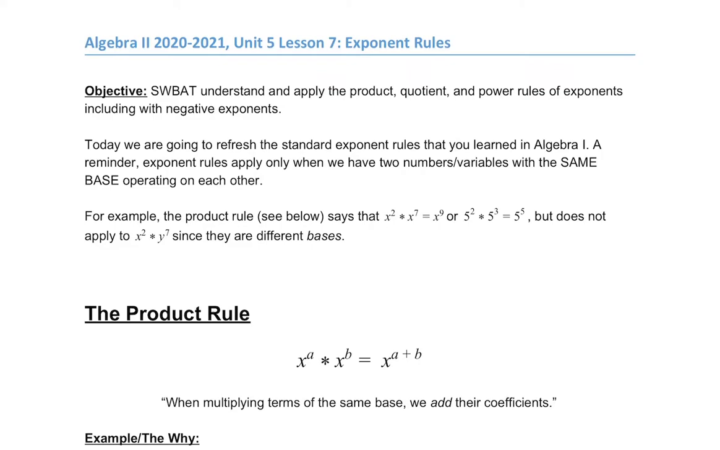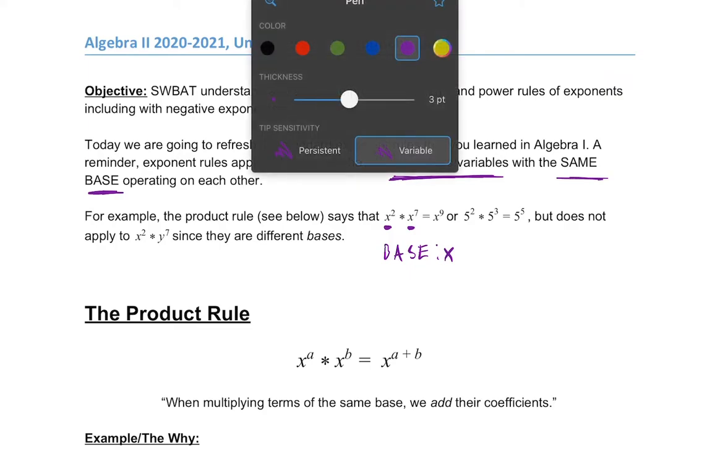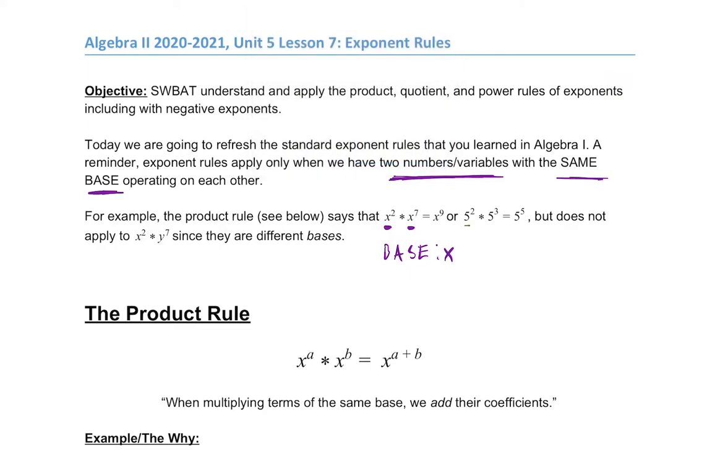Before we get started, I just want to really emphasize one important thing. When we talk about exponent rules, we're talking about rules that apply when we perform operations, and this is really important, on two numbers or variables with the same base. What I mean by the same base, as a preview of the product rule: the product rule says that if you multiply two terms that have the same base, you can add their exponents. So x squared and x to the seventh, the base of both of those is x. And so since they have the same base, we can add their exponents.